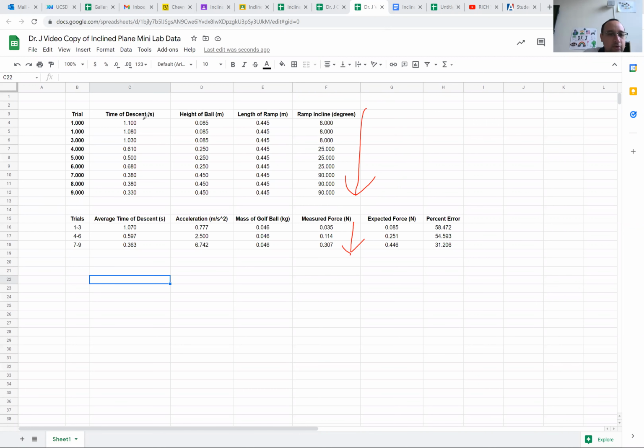So same kind of relationship, or actually a different relationship than we've seen. We've seen time decrease, okay? Time has decreased in this direction, but measured force is increasing when the ramp incline increases, okay? So force is actually increasing with an increase in ramp incline, okay? That's what you're seeing in your data. We're all going to see this in our data, okay? Unless we've made a mistake on data entry. So that's how we answer this question.